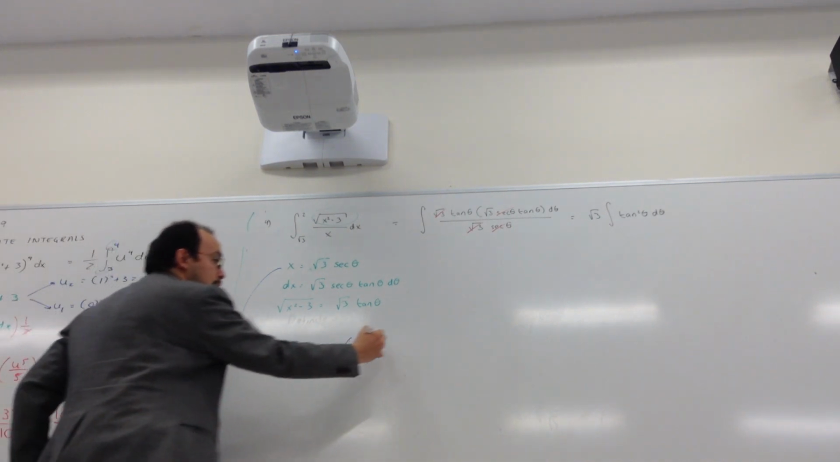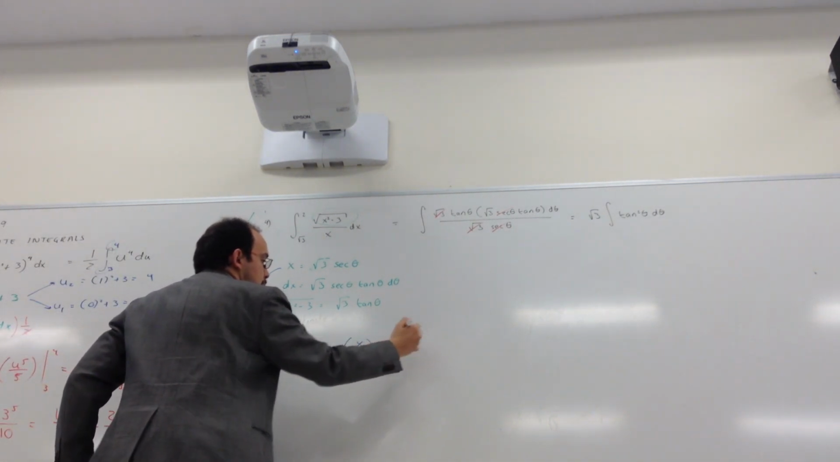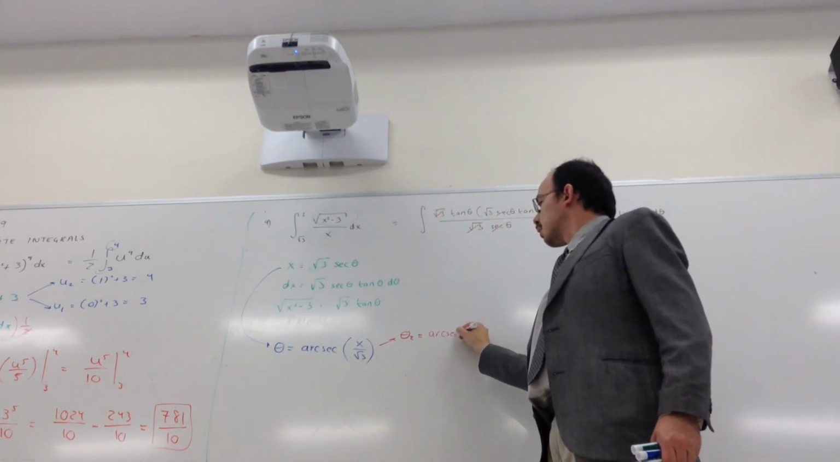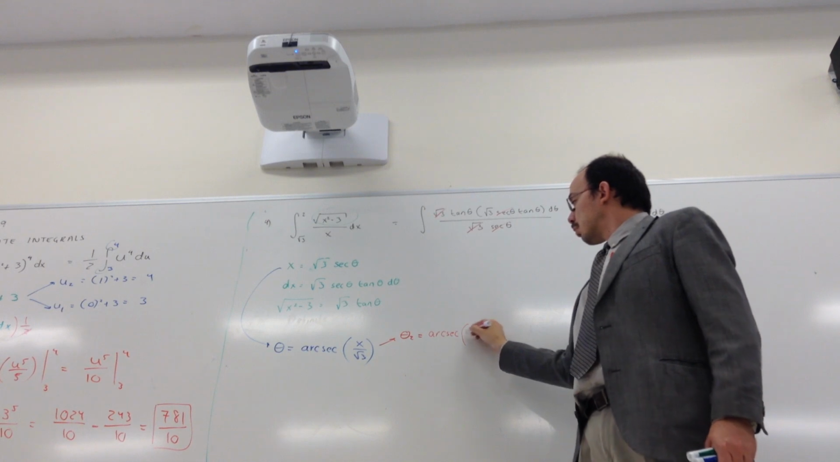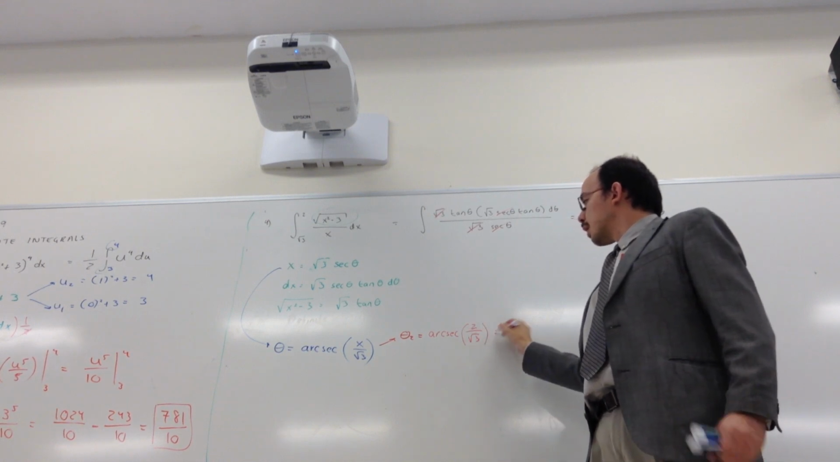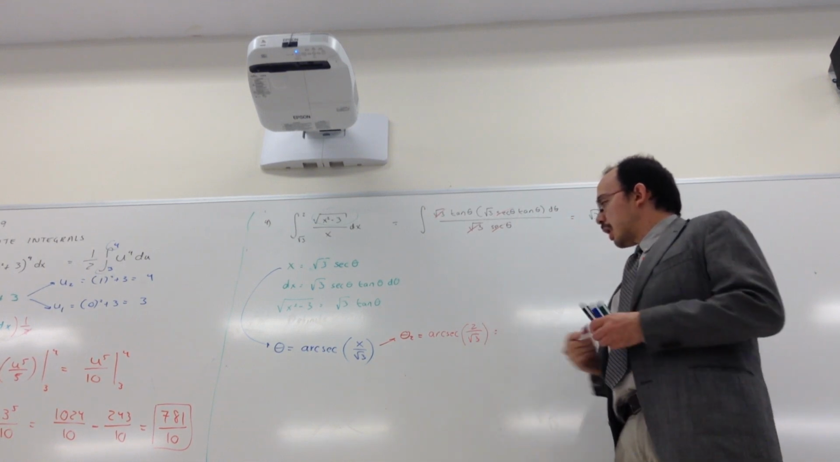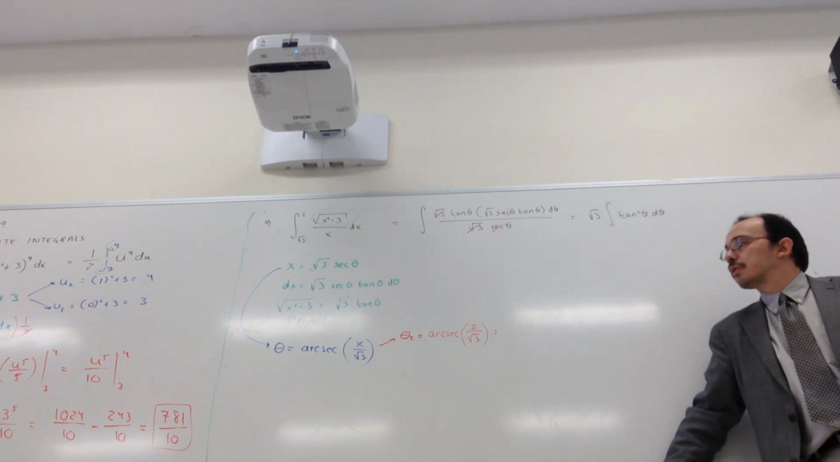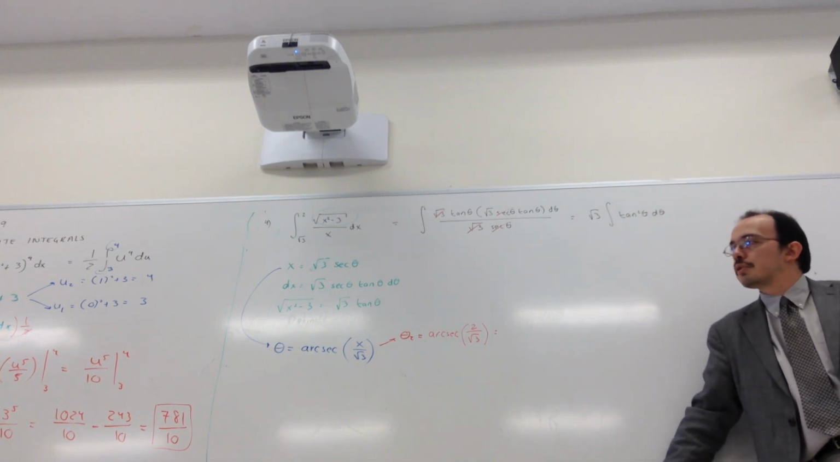The first one, the upper limit: arcsecant of 2 over square root of 3. I know that you're experts in trigonometry, so tell me, what would be the angle whose secant is 2 over square root of 3?